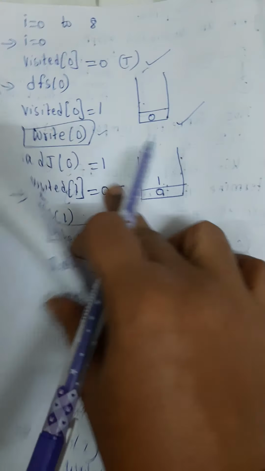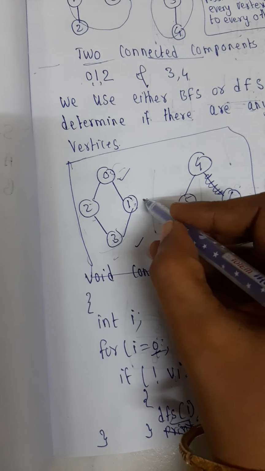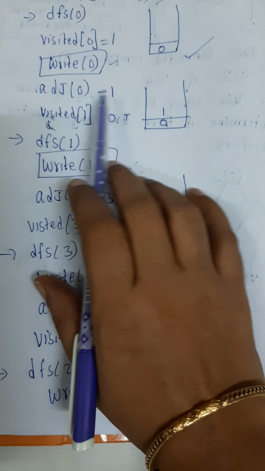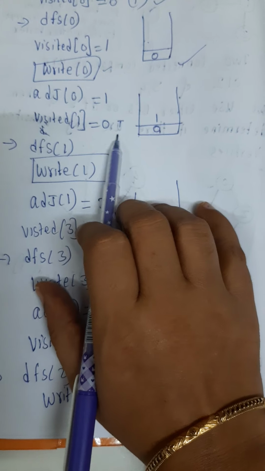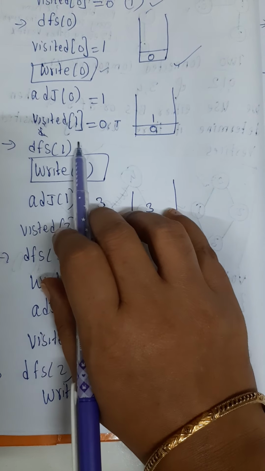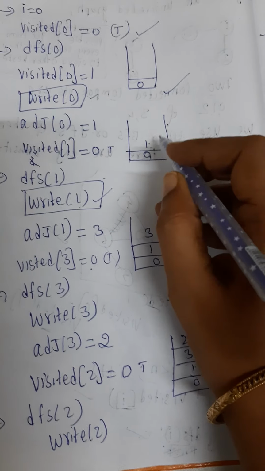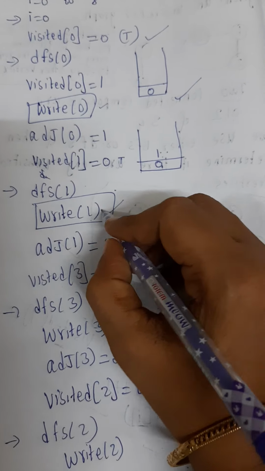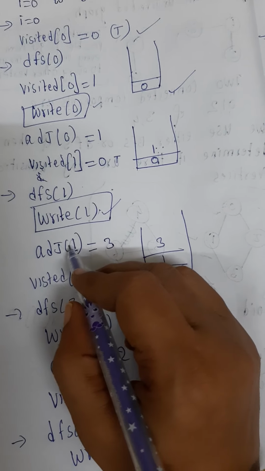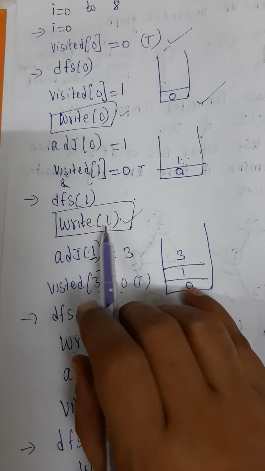What are the adjacent vertices of 0? The adjacent vertices of 0 are 1 and 2, and in ascending order it is 1. So 1, adjacent vertex of 0 is 1. Visited of 1 is 0. Yes, it is 0, true. So since it is true, now you are calling the DFS, and you are writing 1, and 1 you are pushing onto the stack. Now again we will check for adjacent vertex of 1. What is adjacent vertex of 1?